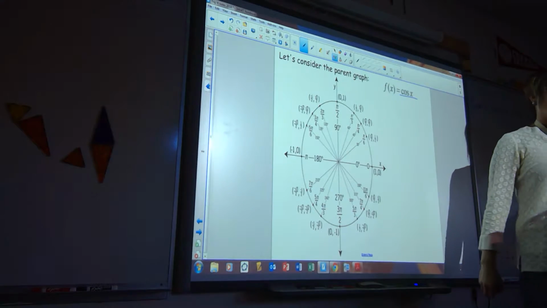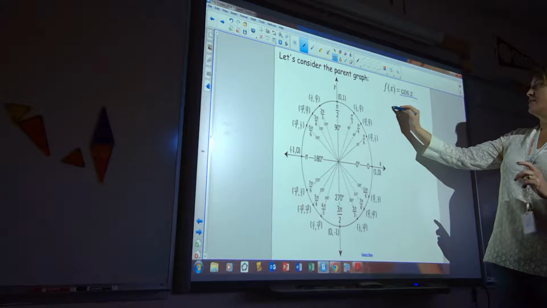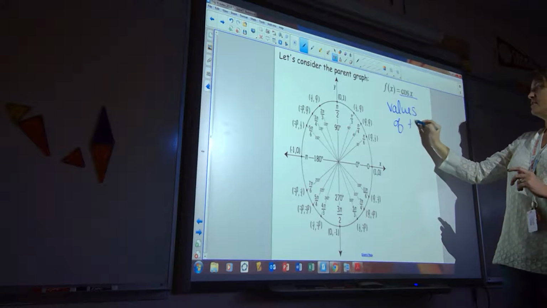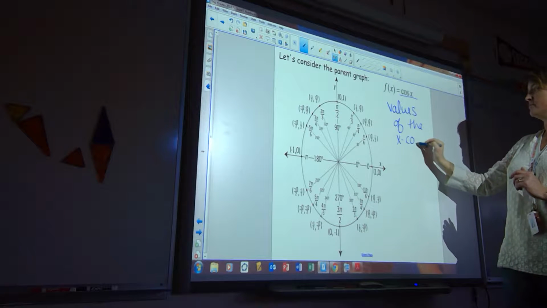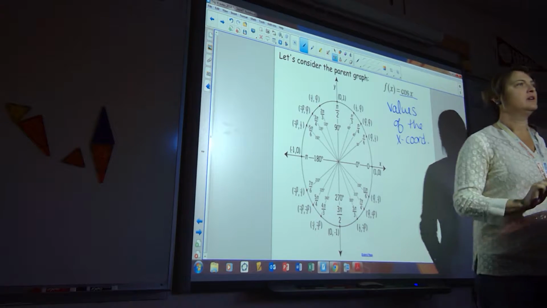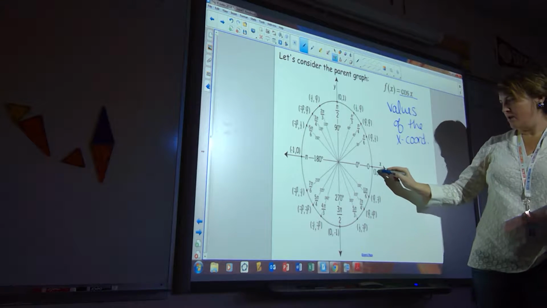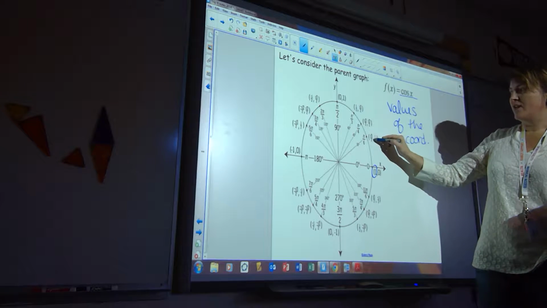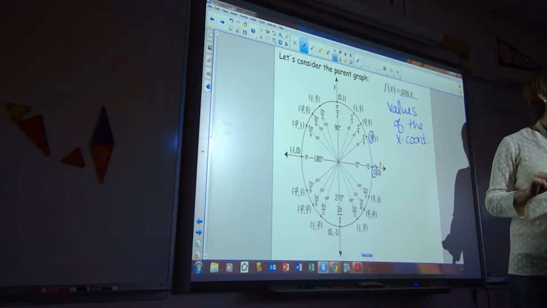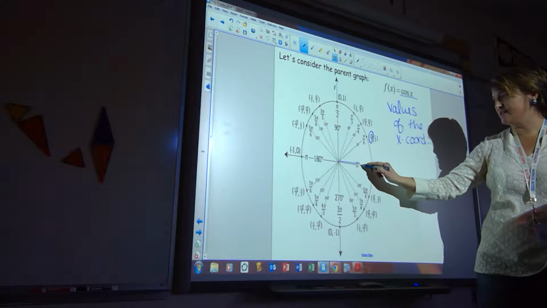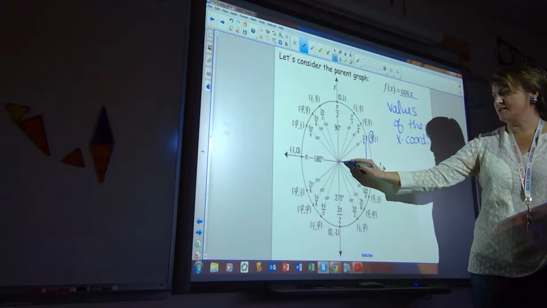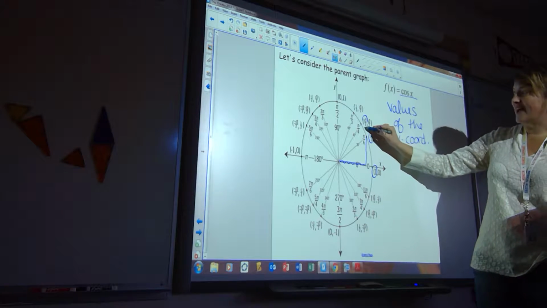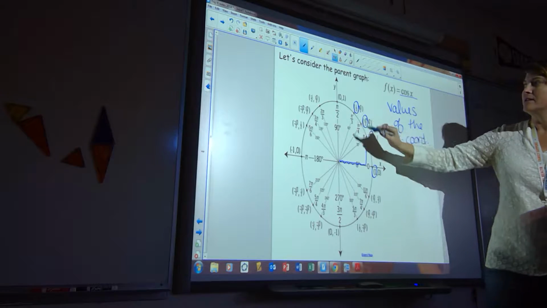I know it copied super teeny tiny on your page, but here's what matters. If we are going to graph cosine, all that really matters are the values of the x coordinate. So let's look at those as we go around the circle. If we start at 0, the x coordinate is 1. Then it goes down to root 3 over 2, right? Because the distance from here to here was not a full radius. It was less than 1. Then it gets less, then it gets less, then it's a 0.